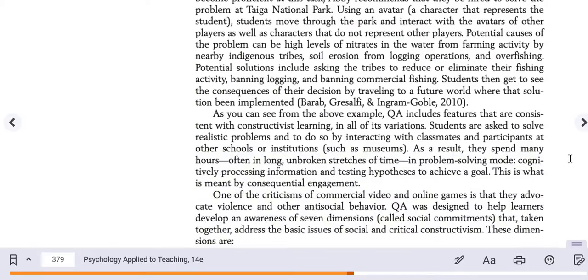Students are asked to solve realistic problems and do so by interacting with classmates and participants at other schools or institutions, such as museums. As a result, they spend many hours, often in long, unbroken stretches of time, in problem-solving mode, cognitively processing information and testing hypotheses to achieve a goal. This is what is meant by consequential engagement.